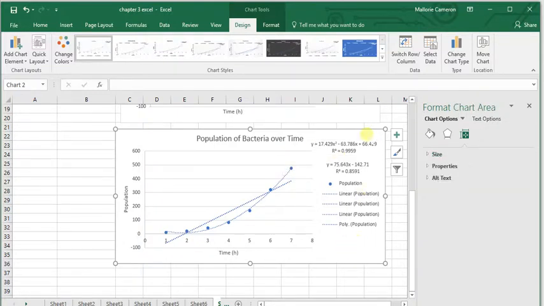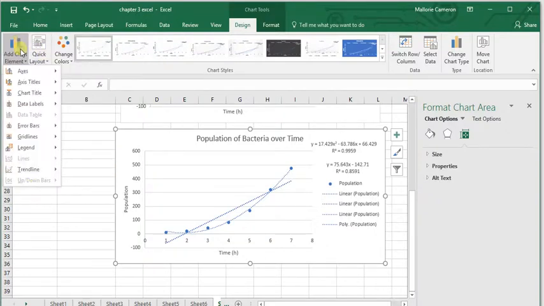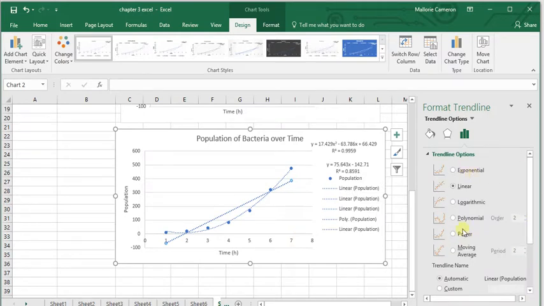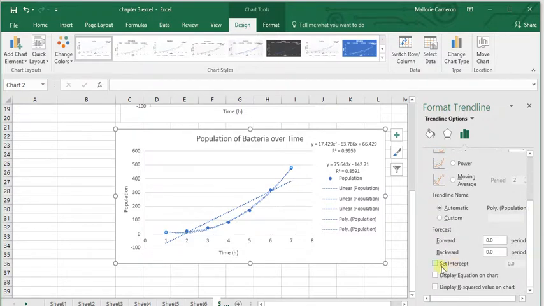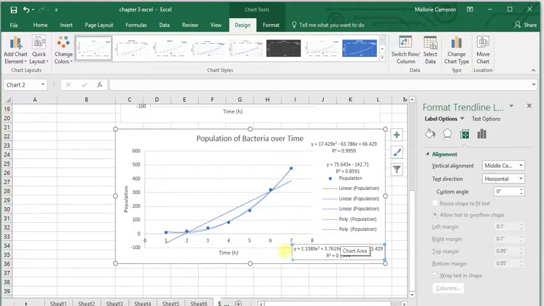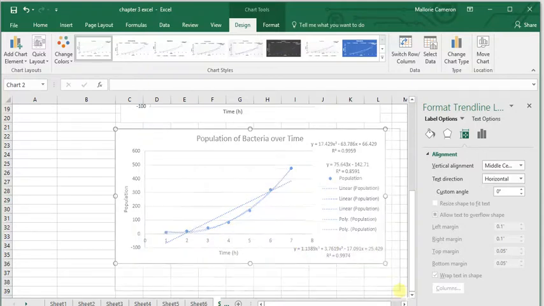And now let's add one more trend line. So I'm going to go from the start again. So add trend line, more trend line options. Okay, I'm going to add polynomial, but this time I'm going to add cubic. So that's going to be order 3, right? X to the third. And I'm going to display both of these on the graph itself. Okay, I'll just put that down there in the corner.